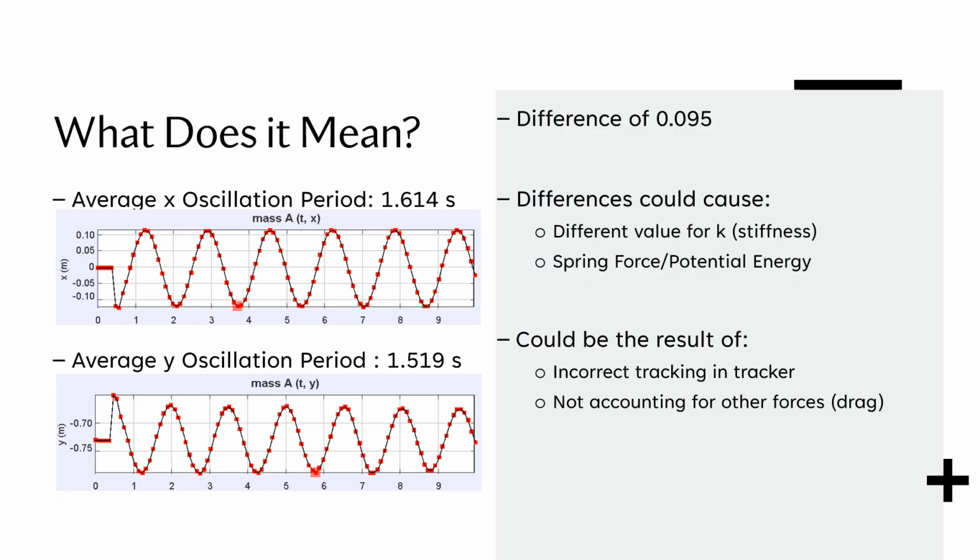For the second what-does-it-mean question, we find that the average oscillation period of the x coordinate is 1.614 seconds, and for the y period it's 1.519 seconds. That gives us a difference of 0.095. The differences could cause a different value for k, which is the stiffness, and a different value for the spring force or potential energy. This could be the result of incorrect tracking in Tracker or not accounting for other forces.